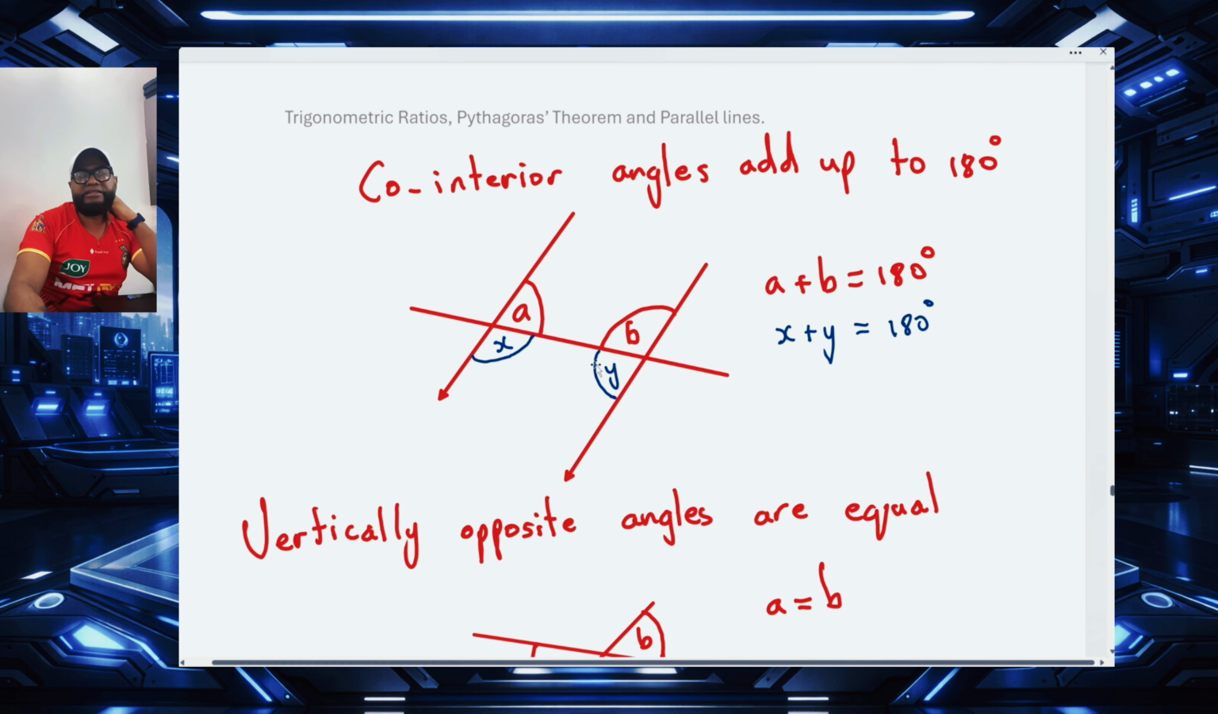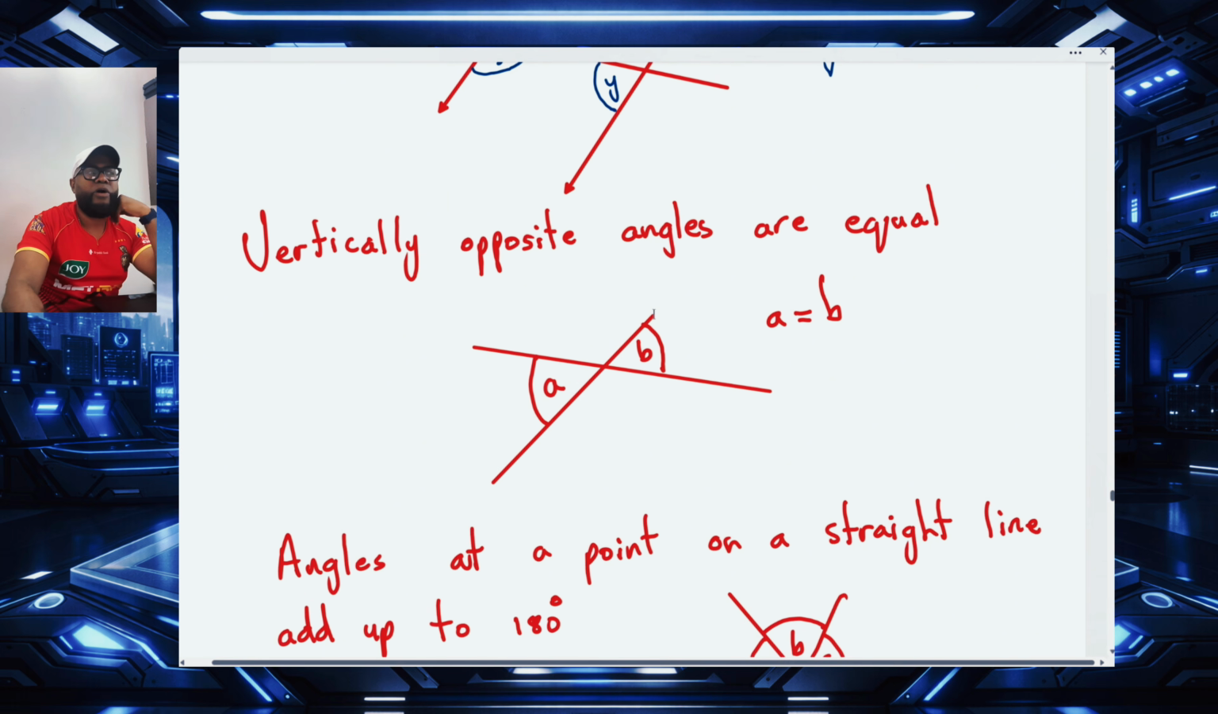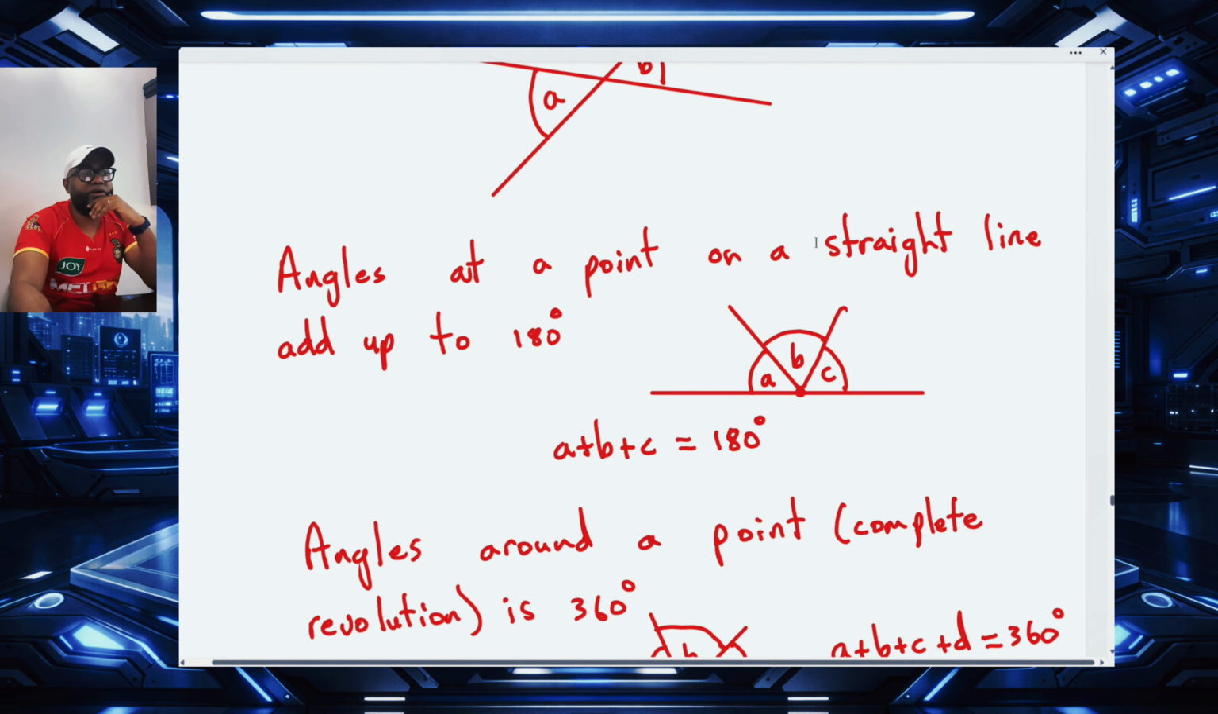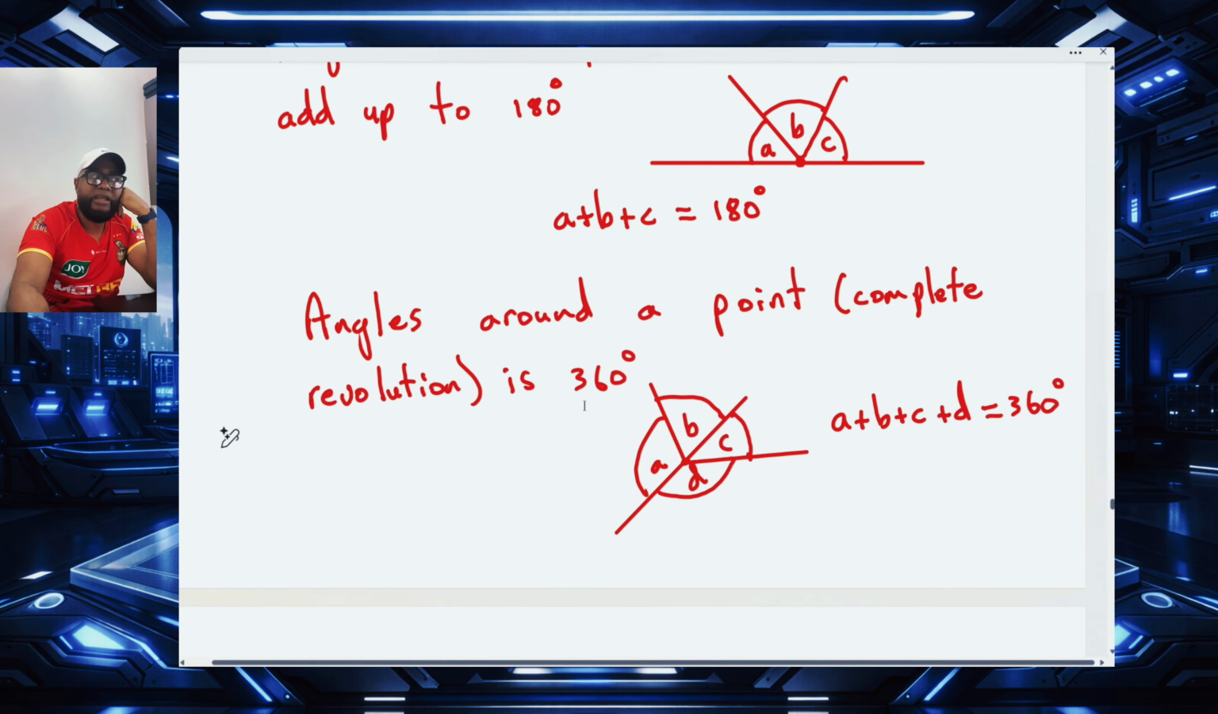Which two angles here are alternate? Let me see you following. Which two angles here are alternate in this question? A and Y, very good. X and B, very good. So they're locked in. Once you have an X, vertically opposite angles are equal. A is equal to B. Angles at a point on a straight line add up to 180 degrees, so A plus B plus C add up to 180. And angles around a point, a complete revolution, add up to 360 degrees.